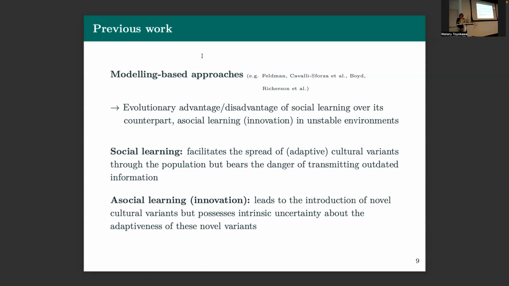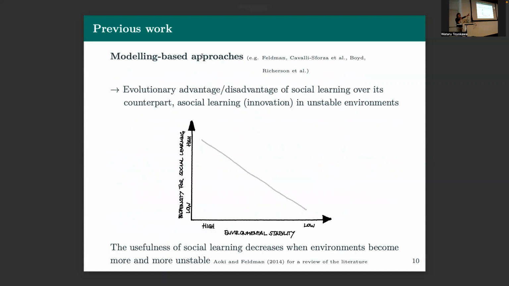And what those models figured out is that efficient adaptation, especially to changed environmental conditions, is given by a finely tuned balance between these two processes of social learning and innovation. This is basically one of the classical results in the social learning literature. The usefulness of social learning decreases when our environments become more and more unstable. If your environment is frequently changing, it doesn't pay to look at what everyone around is doing, because it's very likely that they are simply expressing outdated information.